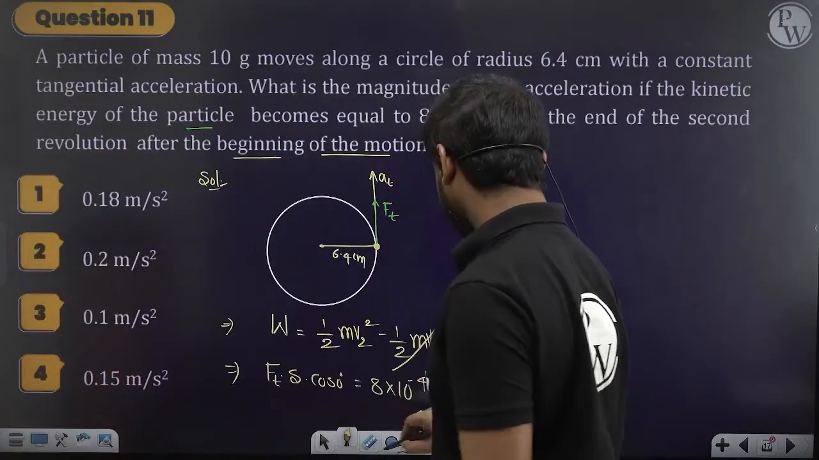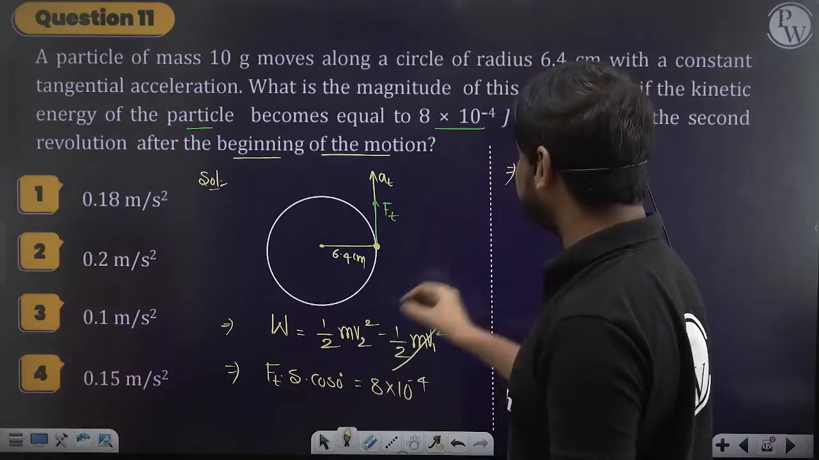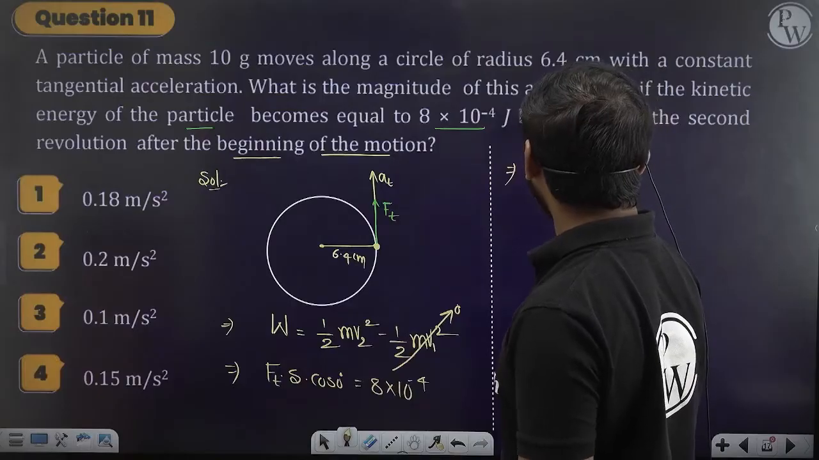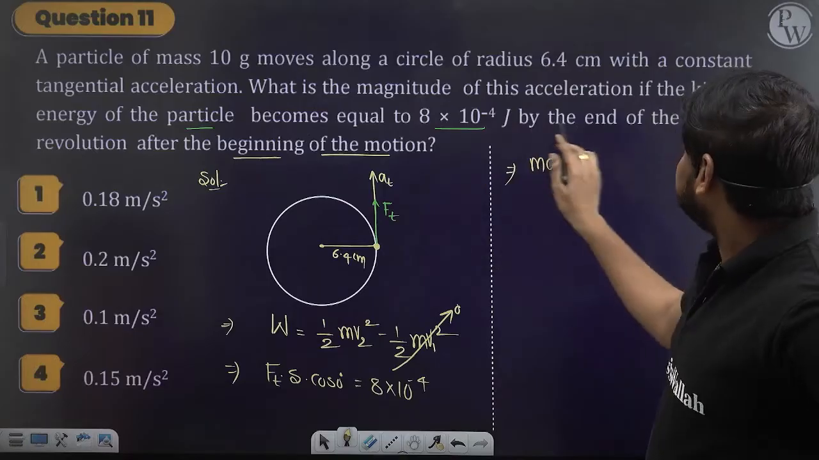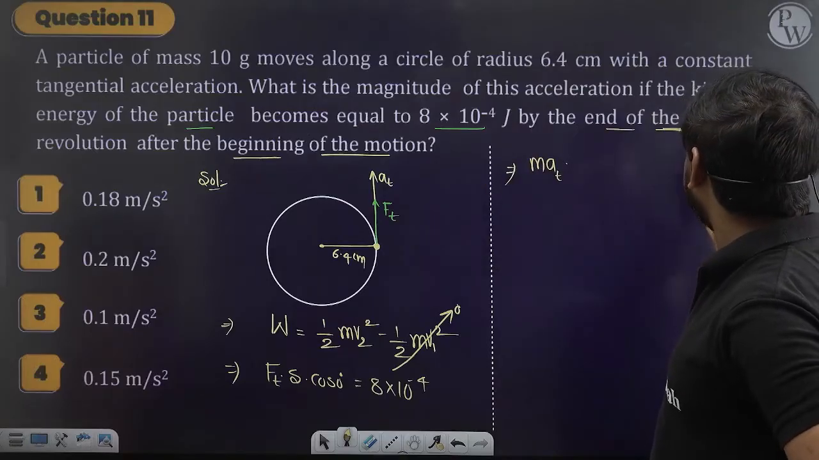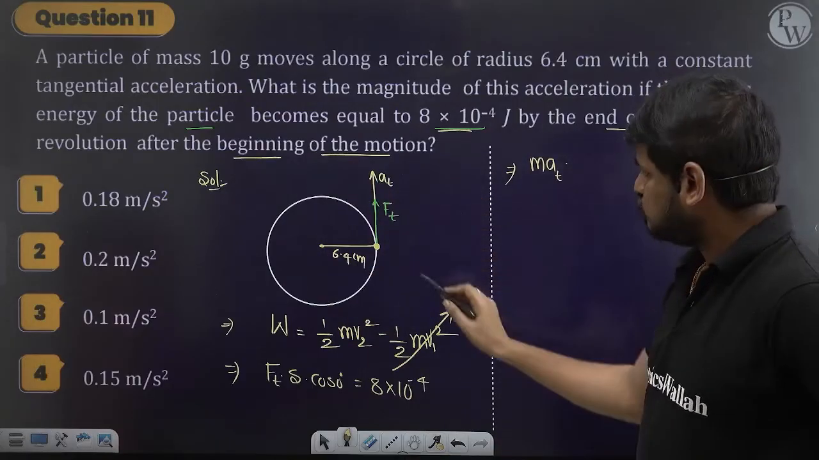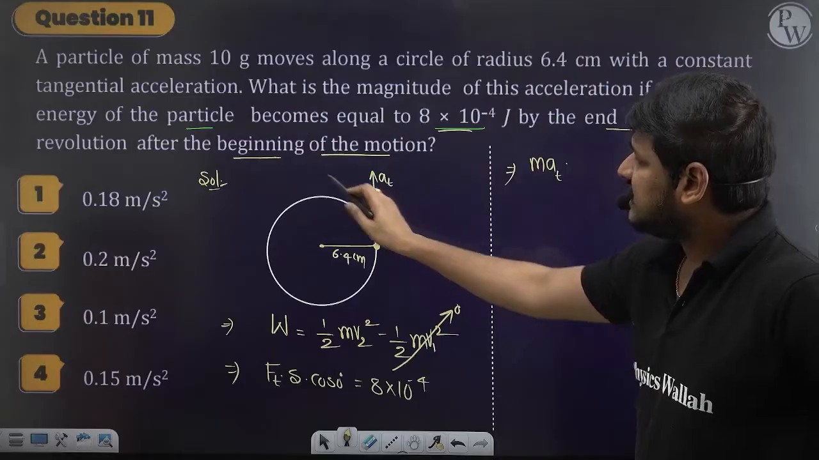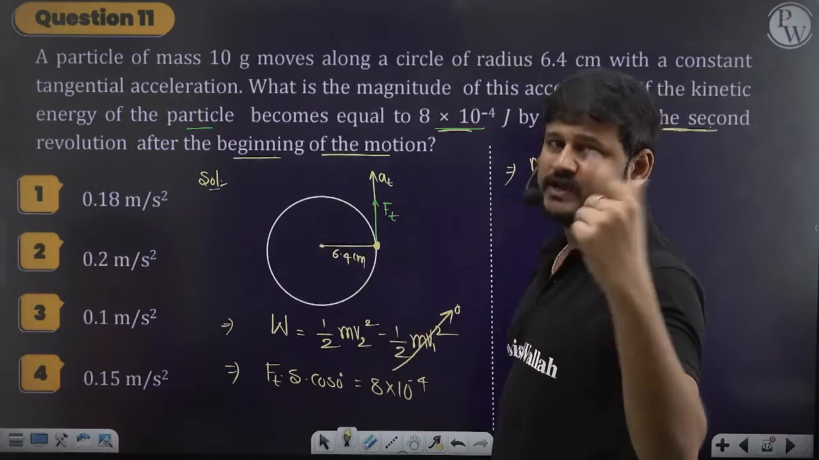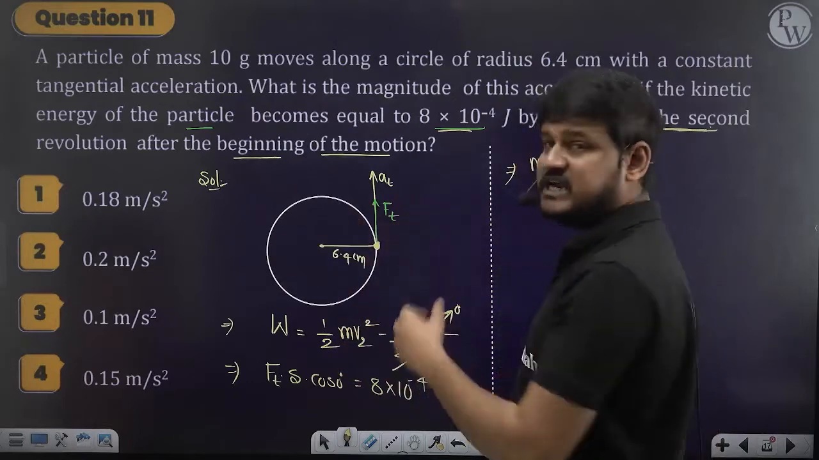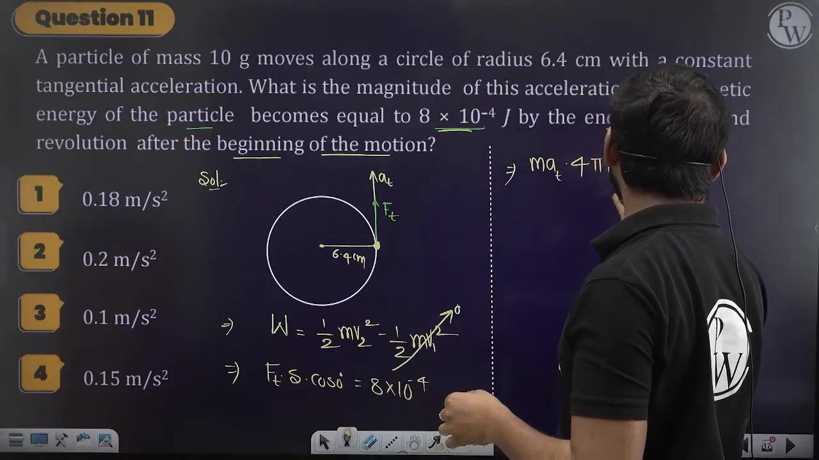Now let's change the terms. Use a simple concept here. The tangential force means mass into the tangential acceleration. See here, the final kinetic energy is this much at the end of the second revolution. If the particle started from here, then it completes 2 revolutions. For 1 complete revolution it covers 2 pi r, for 2 complete revolutions it covers 2 pi r into 2, which means total 4 pi r is the distance covered by it.